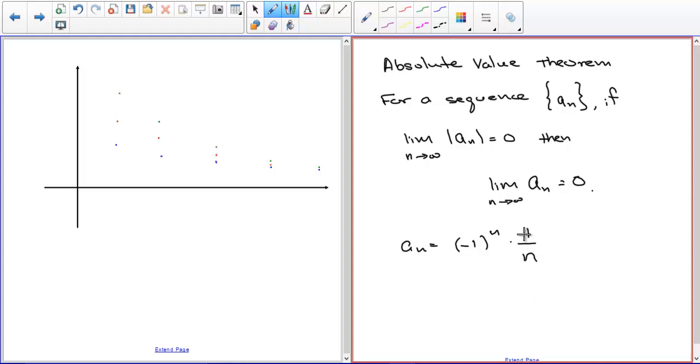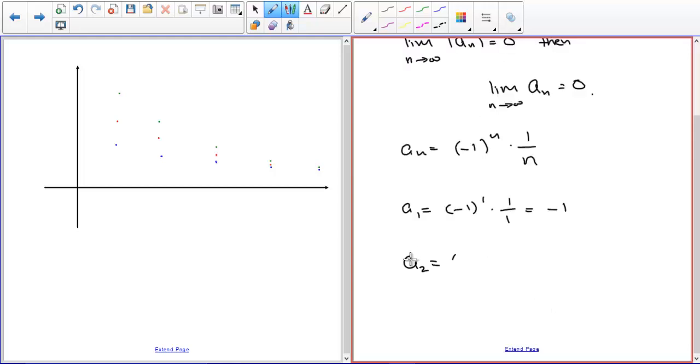So we know what this sequence looks like. It's 1, 1/2, 1/3, 1/4. We know that the limit of 1 over n as n goes to infinity is 0. Now this sequence, you would have a sub 1, which is -1 to the first power times 1 over n. So that would be 1 over 1. So plug in n equals 1 here and n equals 1 there. Negative 1 to the first power is negative 1, so you'd end up with negative 1.